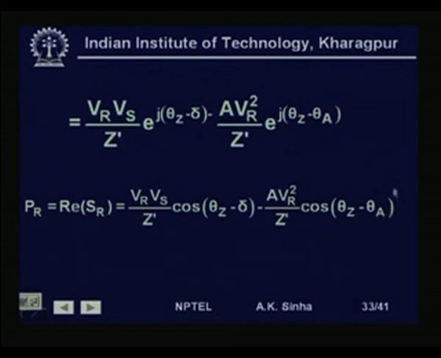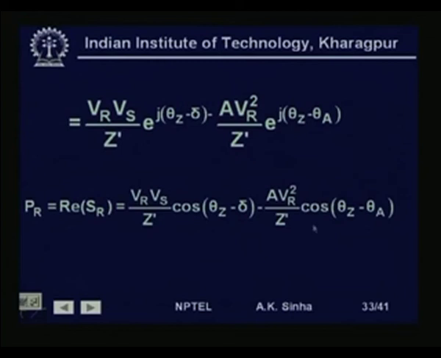That is what we are seeing, this is the term which is getting subtracted from the earlier term that we had for a lossless line. That is, for a lossy line, the real power transfer is going to be less, and the maximum power that we can get for a lossy transmission line will be when theta Z is equal to delta.